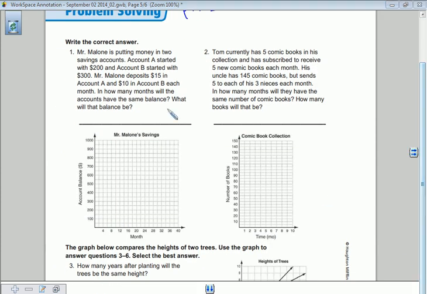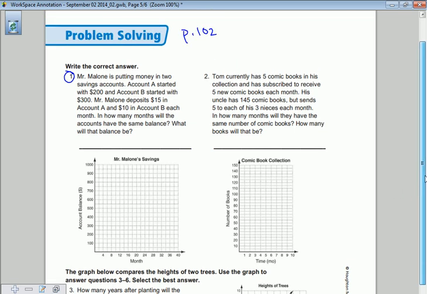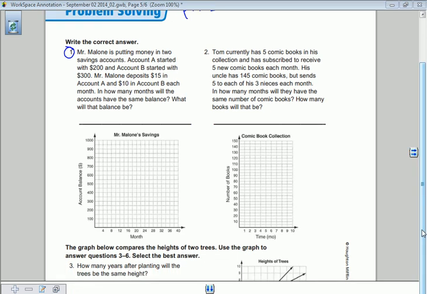Okay. Now, we're going to look at number 1 on, what page is this, 101? No, 102. So if you'll flip over in your workbooks to page 102, we're going to look at problem number 1.